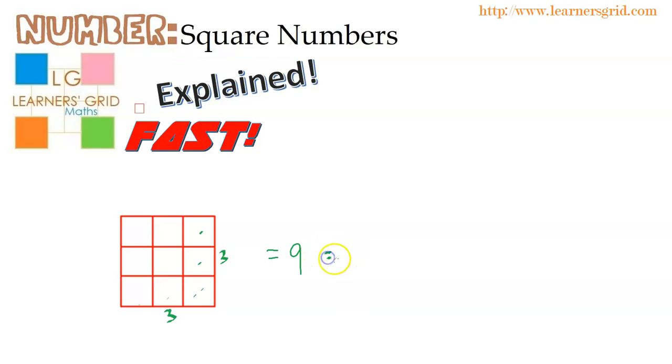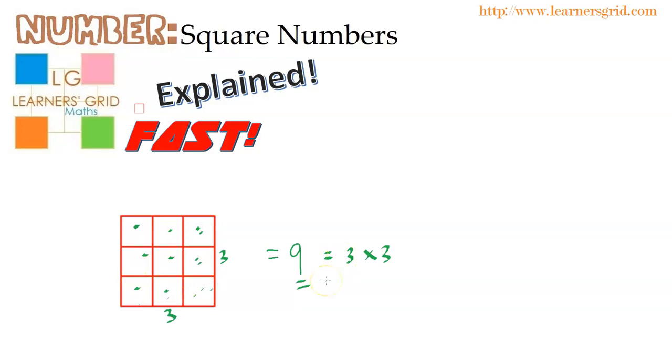So the 9, we derive that by multiplying length and width, if you like. So 3 multiplied by 3. And that's how we get it. And this 9, well, there should be 9 smaller squares inside this large square. Okay, 9 is a square number, and it's made up of 9 smaller squares. So 1, 2, 3, 4, 5, 6, 7, 8, 9.